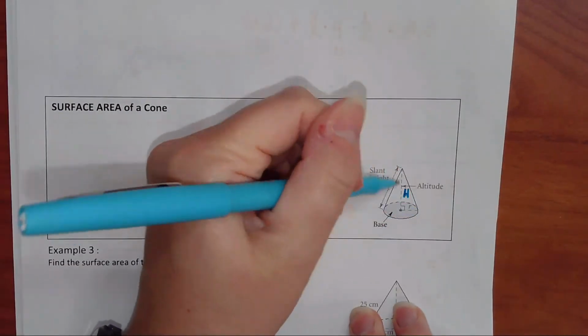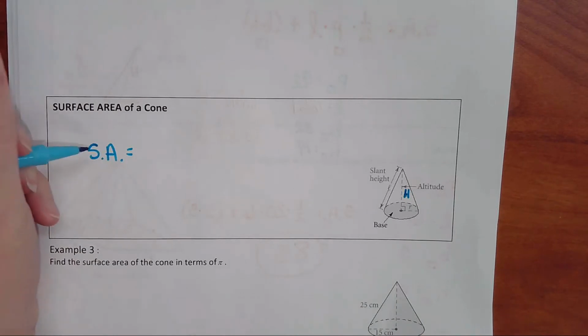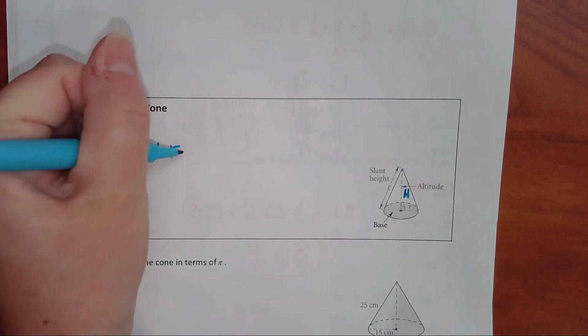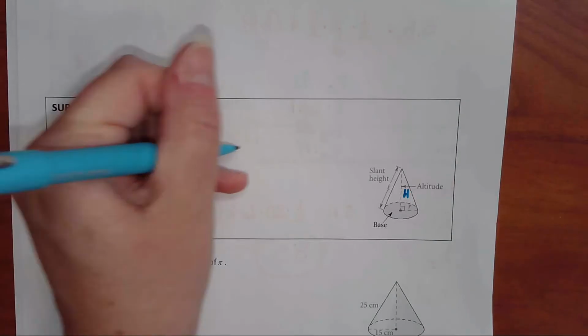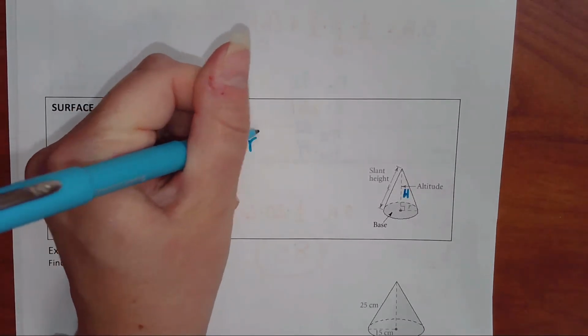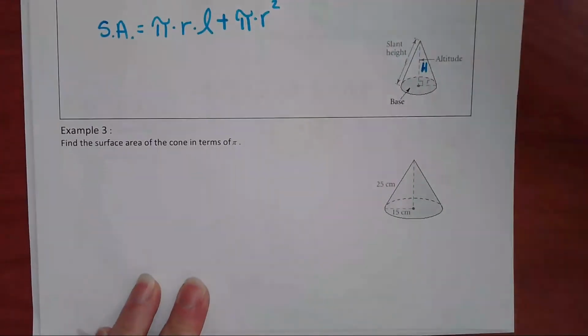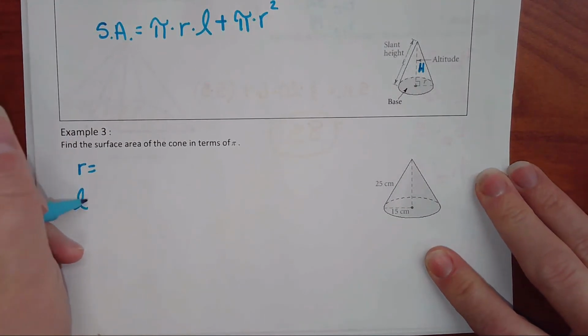See that right triangle there? So to find the surface area of a cone, you do pi times the radius times the slant height, plus pi times the radius squared. So for cones and for pyramids, you need a slant height. You only need two pieces of information, which is nice. You need the radius and you need the slant height. So if we take a look at example 3, we need to know what the radius is and we need to know what the slant height is.